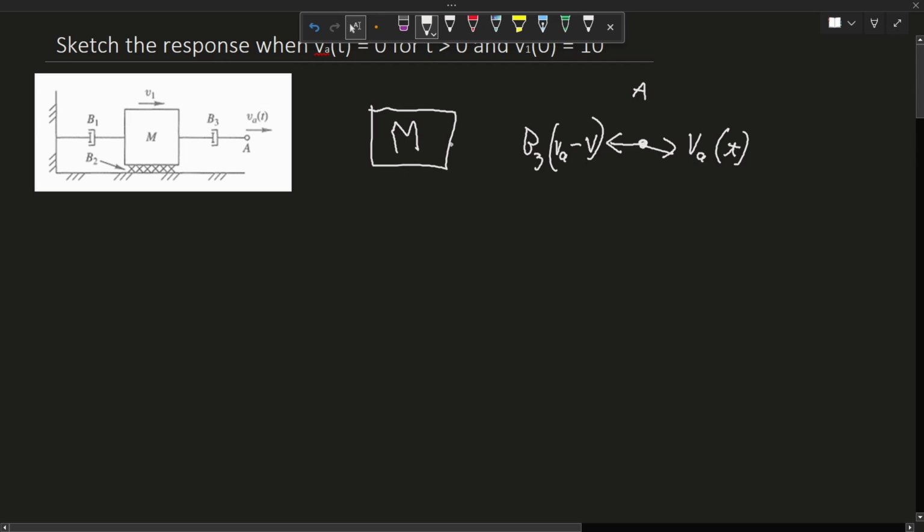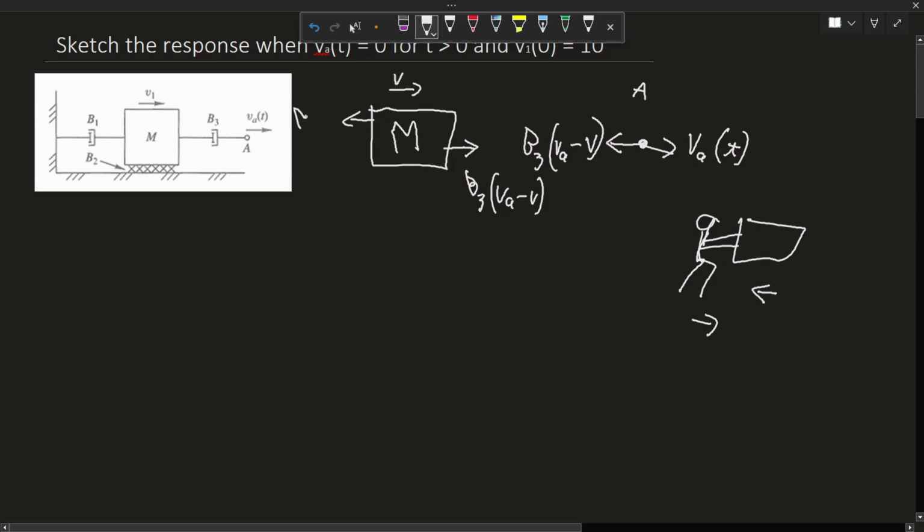Following Newton's law, this block is going to see the same force from the damper, just in the opposite direction because it's a different object. It's the same thing as pushing onto a box: if you push it that way, the box pushes back the opposite way. So it's going to be B3 times VA minus V. It's moving this way, so its inertia is going to push the opposite way, m times its acceleration.